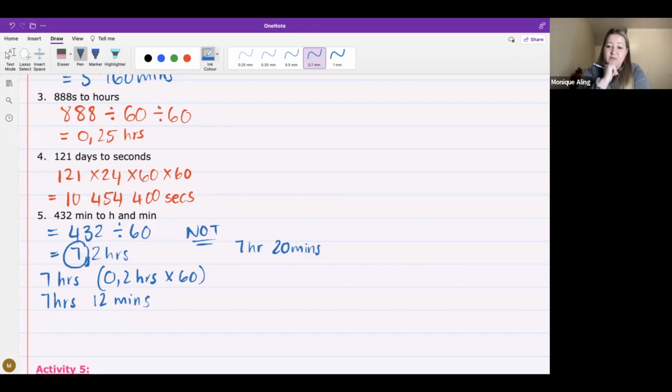We are going to practice more of this next week as well. I'm going to touch on it again. So I've taken my minutes, divided by 60 to get my hours. I get 7 full hours, and the little bit remaining I convert to minutes because they wanted the answer in hours and minutes. So for those of you that said 7 hours and 20 minutes, I hope this makes sense.